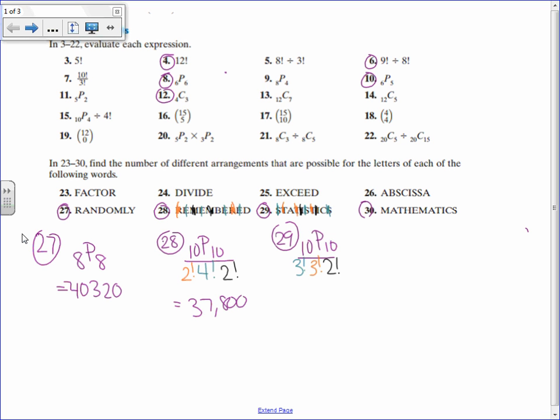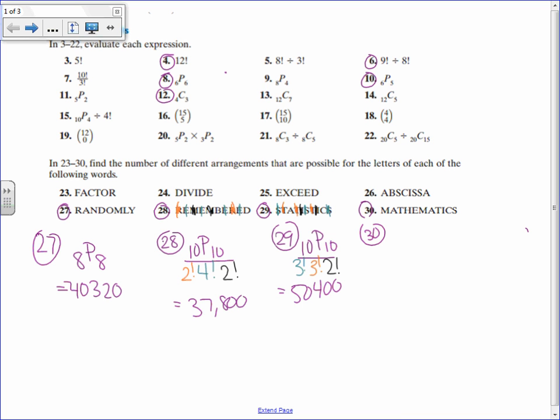So I'm going to do 10p10 just like I did for the last problem, 10p10. And then that's going to be divided by 3 factorial times 3 factorial times 2 factorial, which you should get 50,400.